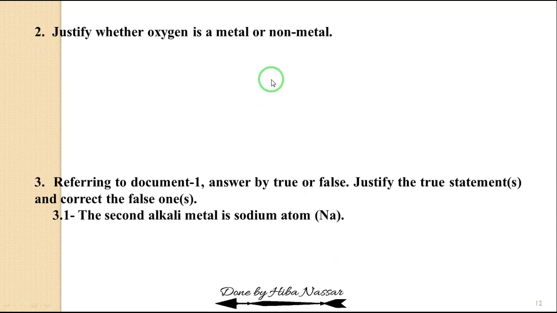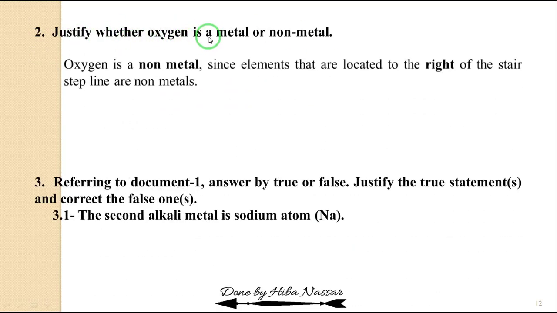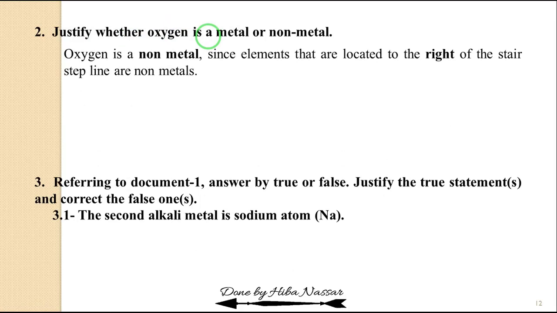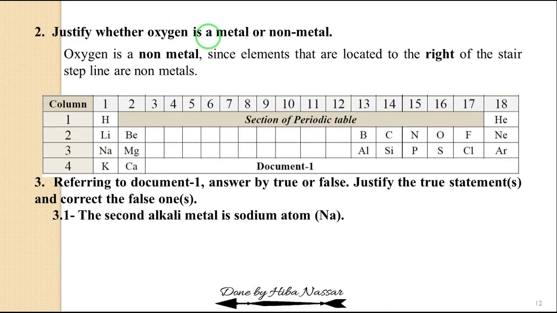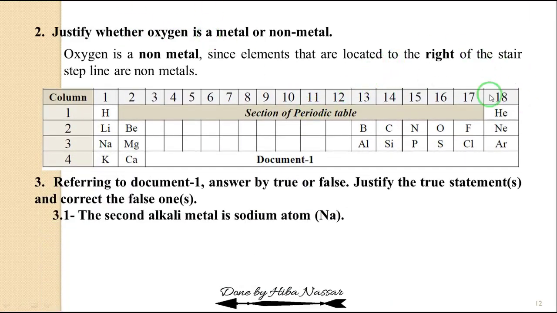Now question number 2. Justify whether oxygen is a metal or a non-metal. Oxygen is a non-metal since elements that are located to the right of the stair-step line are non-metals. So this is the non-metals region.